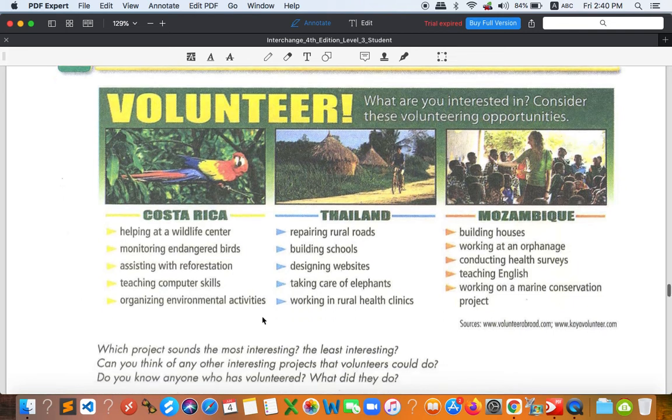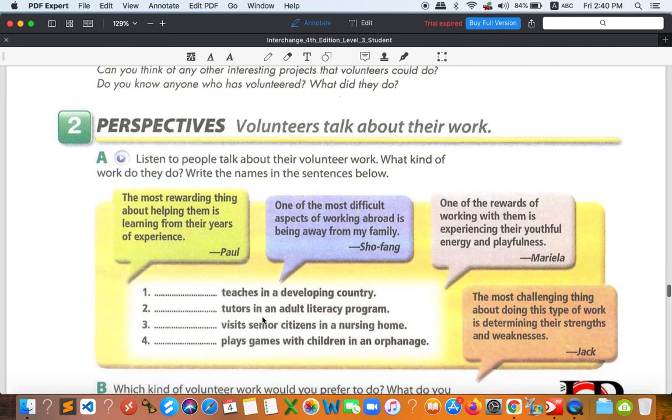All right. So now let's go to number two, perspective. Volunteers talk about their work, whether they are happy or not. Okay, so now let's begin with the first one. Actually, this one is listening, but of course we can do without. Listen to people talk about their volunteer work. What kind of work do they do? Write their names in the sentences below.